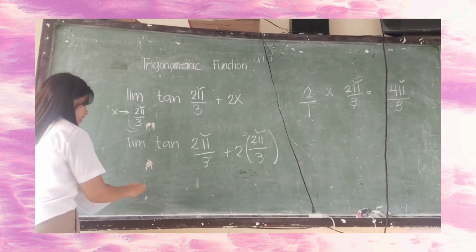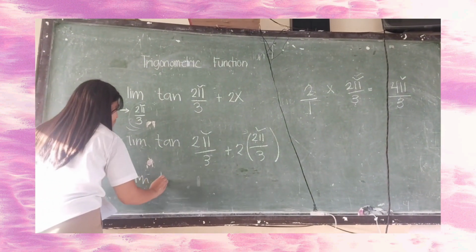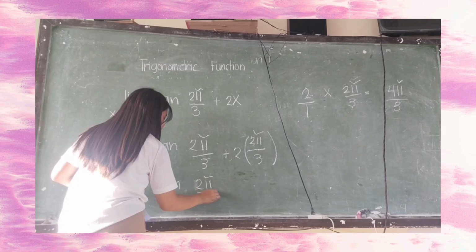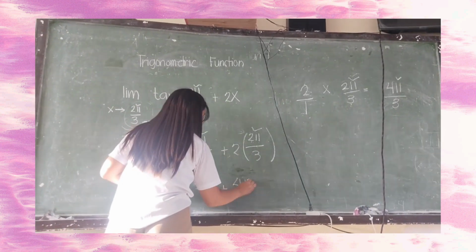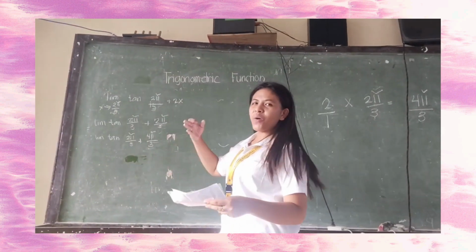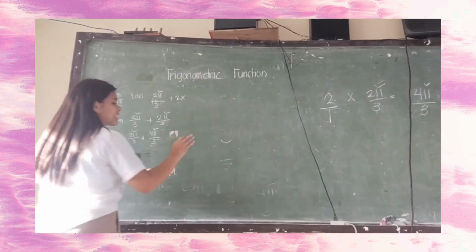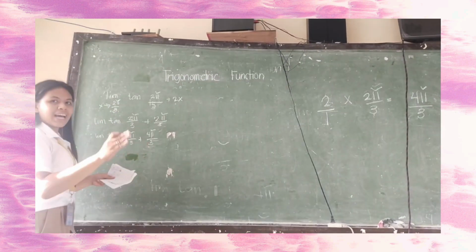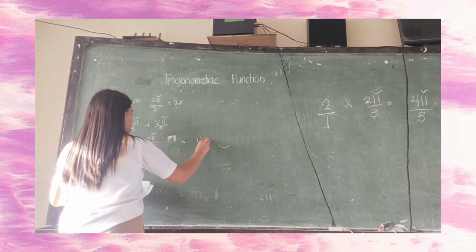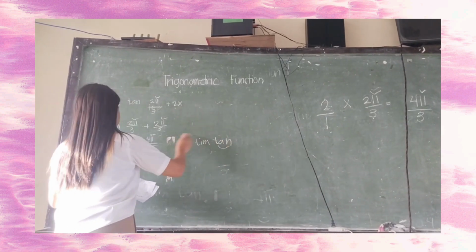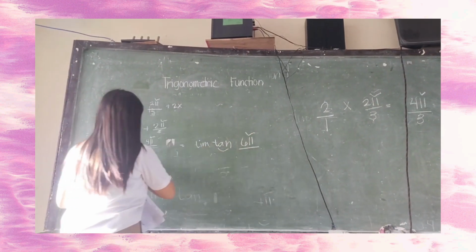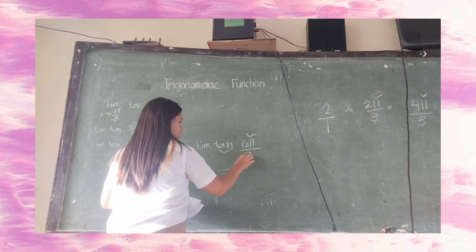The next thing we are going to do is to put this back. So the limit of tangent of 2 pi over 3 plus 4 pi over 3. After that, we will now add them. Since they have the same denominator, we will simply add the numerators and copy the denominator. So this will become the limit of tangent of 2 pi plus 4 pi, which is equal to 6 pi. Then simply copy the denominator, which is 3.